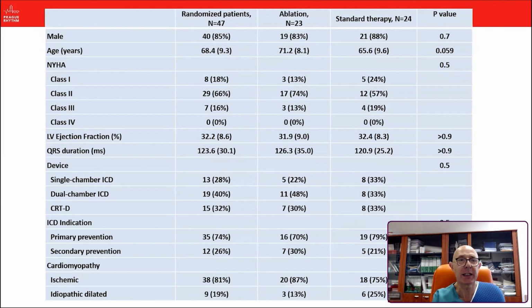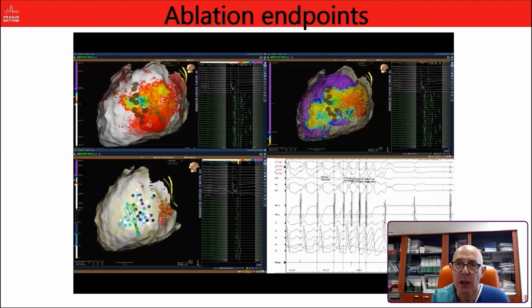You see here that patients that went on to ablation were slightly, although not significantly, older, 71 versus 65 years. Both groups had a pretty much depressed ejection fraction, 31 versus 32%. Primary prevention was 70-30, and ischemic versus non-ischemic was 80-20%.